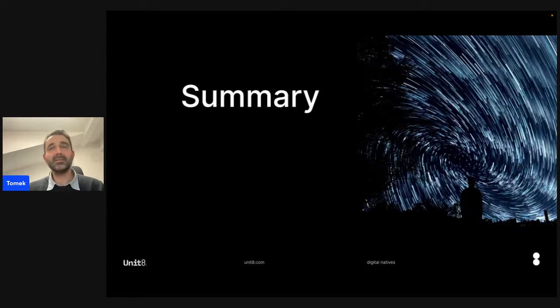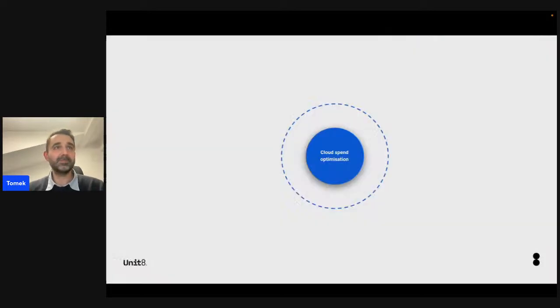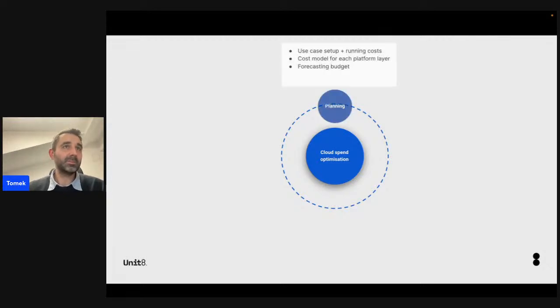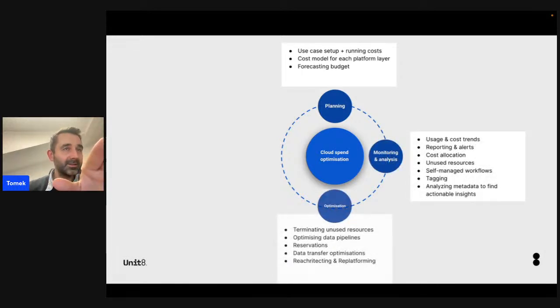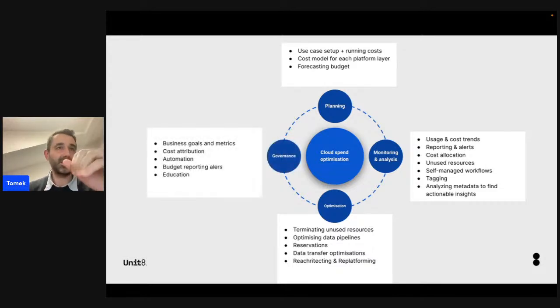Okay, and then that was the governance, and now a very quick summary, and we'll go to a Q&A session. So we've said that cloud cost optimization is about, first of all, planning, monitoring and analysis, actual optimization, and very much also about governance, culture, and education of your users.